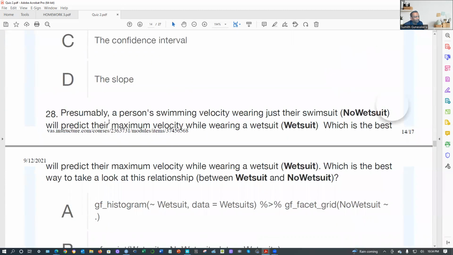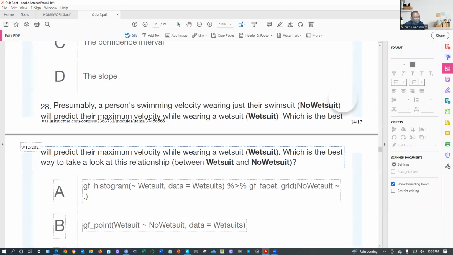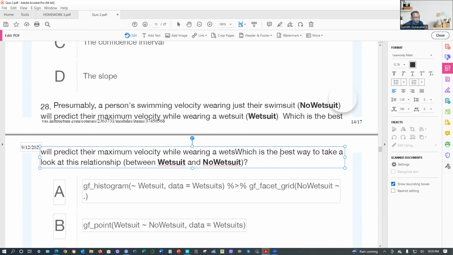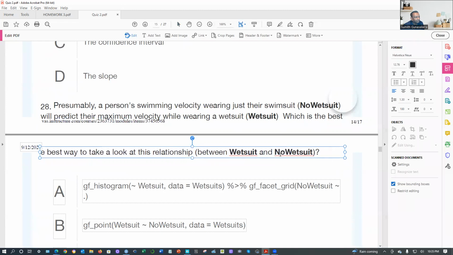Something similar: a person swimming, with velocity varying just as their swimsuit, no wetsuit, swimsuit only, will predict their maximum velocity while wearing a wetsuit, which is the best. So that's the same thing. Okay, here is the first way.